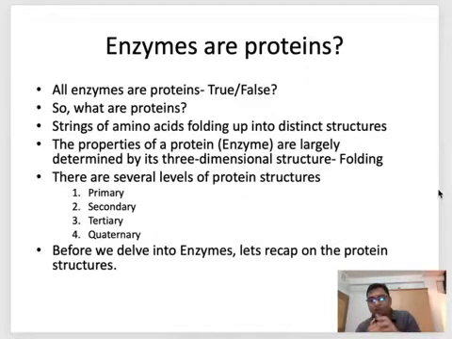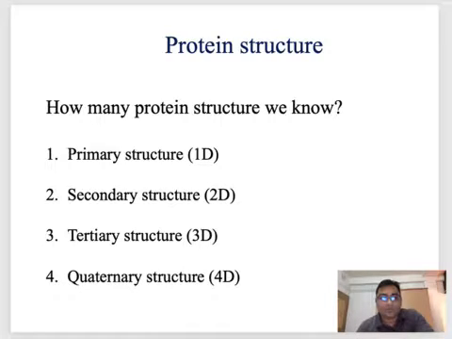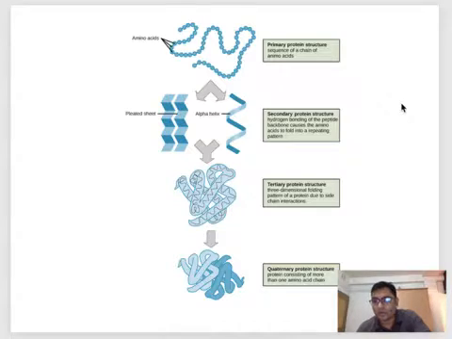Before we delve into enzymes, let's have a recap on protein structure. We'll start with the primary structure. A primary structure is a sequence, or chain, of amino acids. Two amino acids get bound through peptide bond formation, then another amino acid binds, and another, and they form a chain. This chain is the primary structure of proteins.